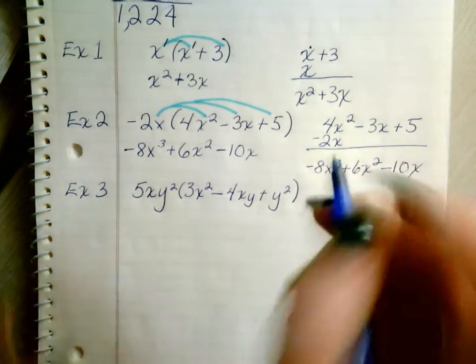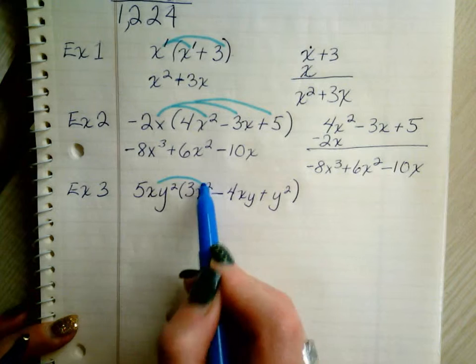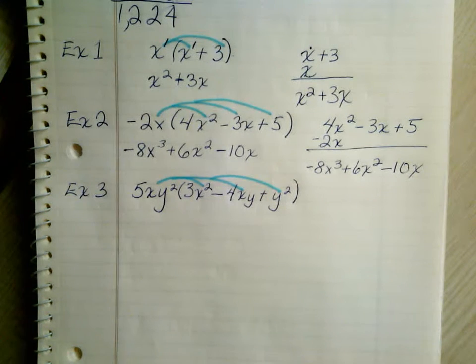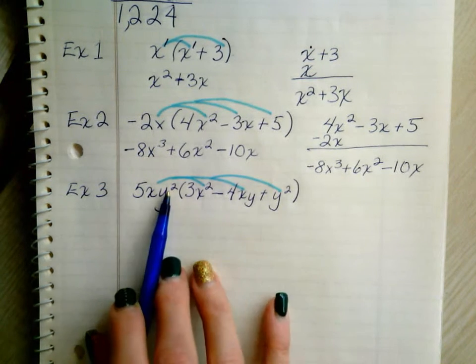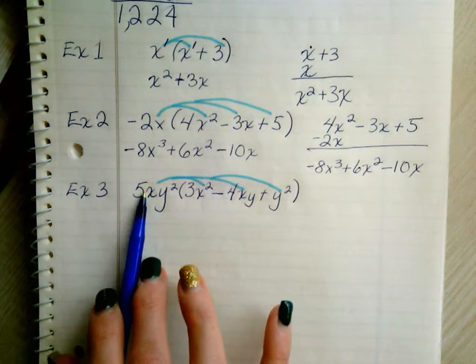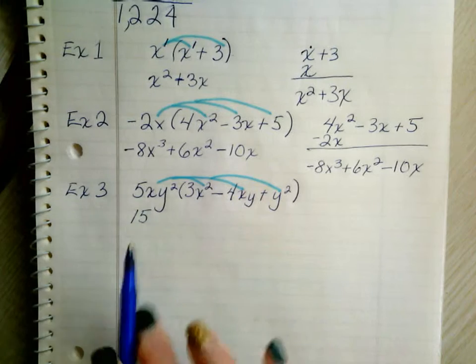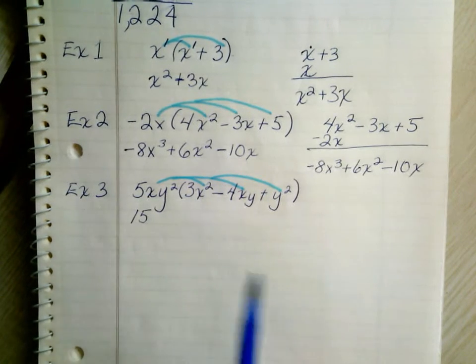Okay, here we go. I continue to like to do my distributing, and I even draw these little hoops when I do it myself. That way I remember which one to do, and I make sure I do each one. 5 times 3, that's 15. That's the number. And then x, you get x cubed.